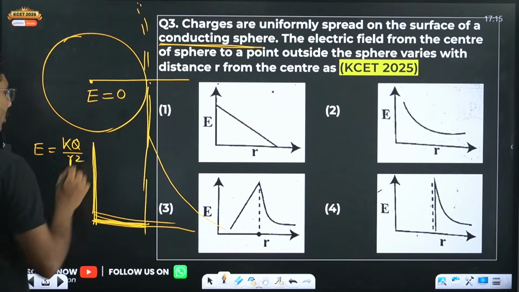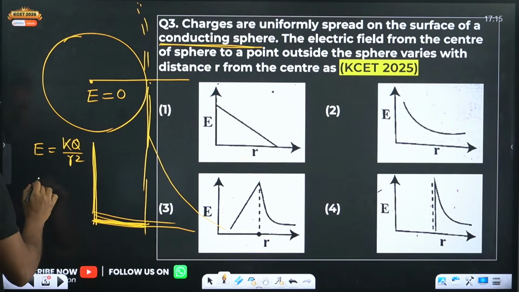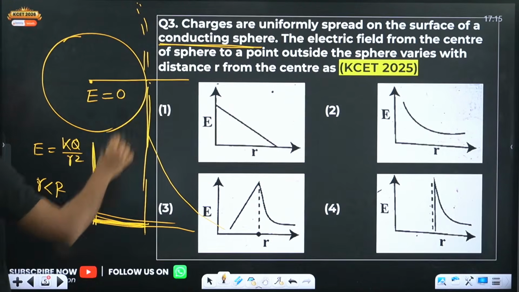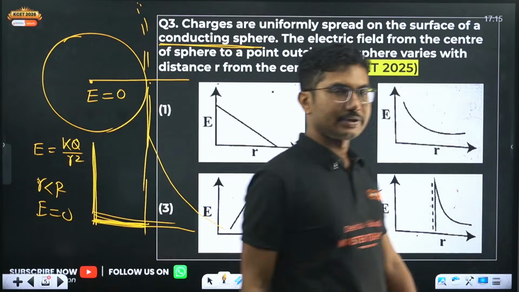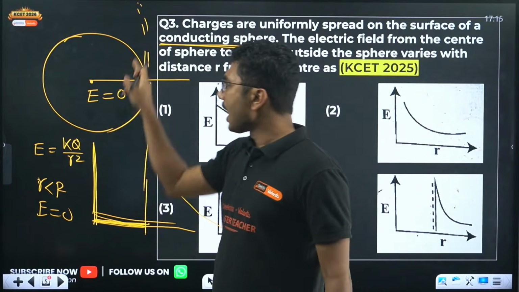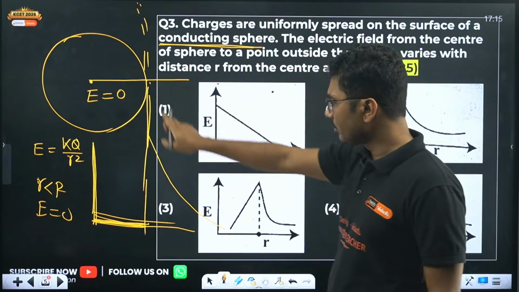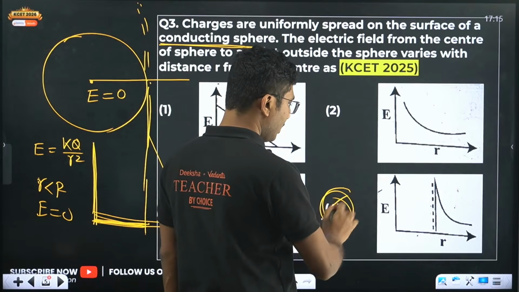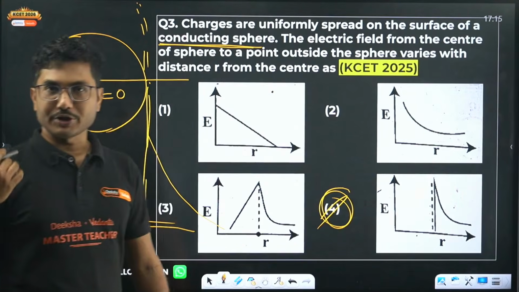So for r less than capital R, electric field is 0. Suddenly just after the surface it goes to a maximum possible value, and then with distance it slowly decreases. So the correct answer is option 4, option D.